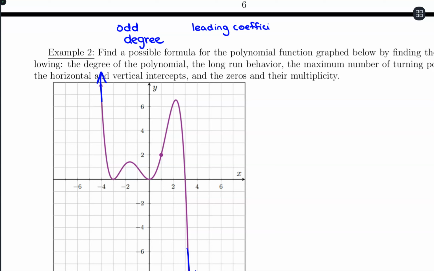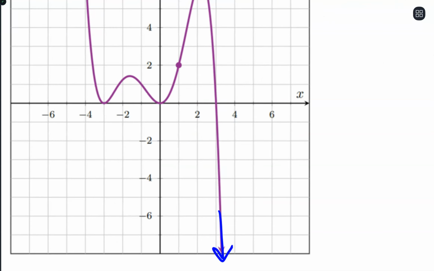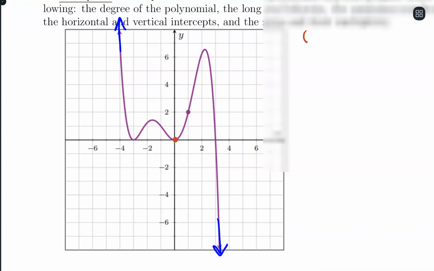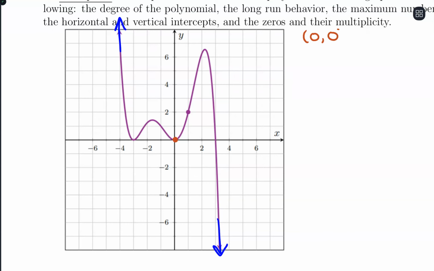So I'm just kind of making notes to myself there in terms of long-run behavior. Leading coefficient is negative. All right, then what we can do is let's look at the x-intercepts, or actually let's start with the y-intercept, which is actually also an x-intercept because we're at 0, 0. So we have the coordinate 0, 0.